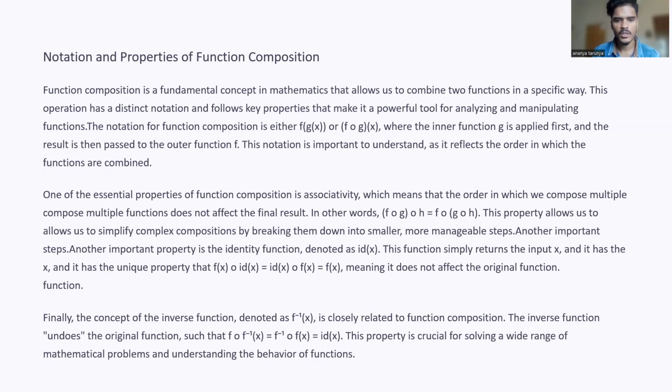Another important property is the identity function, denoted as id of x. This function simply returns the input x, and it has the unique property that f of id of x is equal to id of f of x, which is equal to f of x, meaning it does not affect the original function.